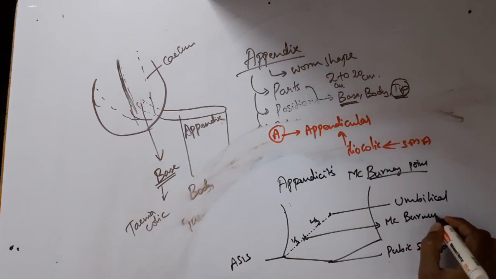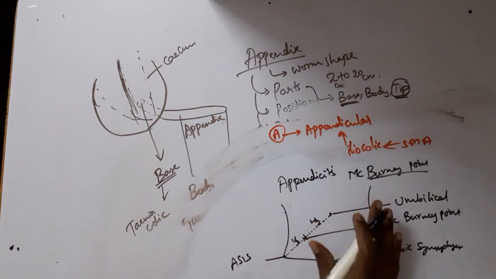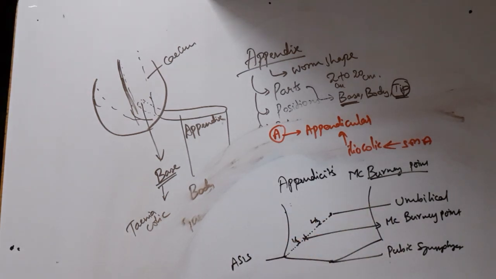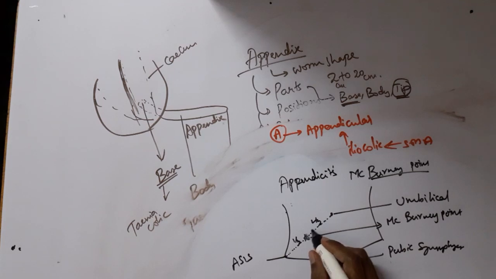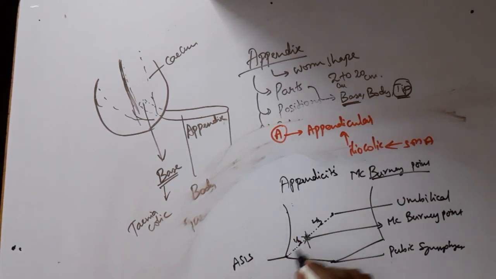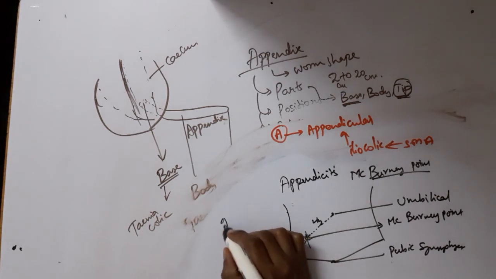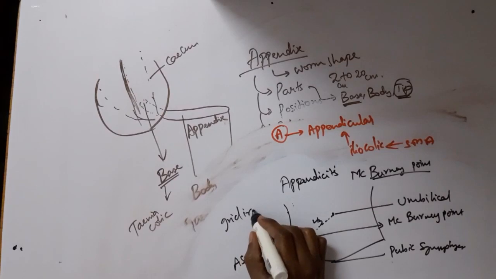The importance of McBurney's point is that whenever you palpate the abdomen in a patient of appendicitis, at this point the patient feels maximum tenderness. Apart from that, when you are doing an appendicectomy, that is taking off the appendix, the incision is given in this region, at McBurney's point. That is, the grid iron incision is given at McBurney's point.